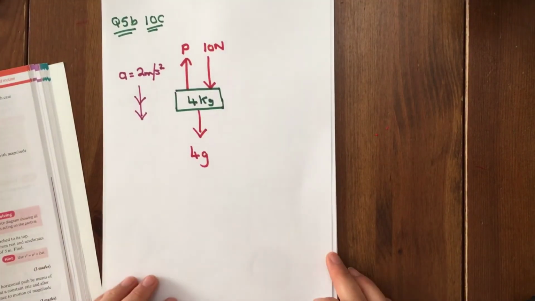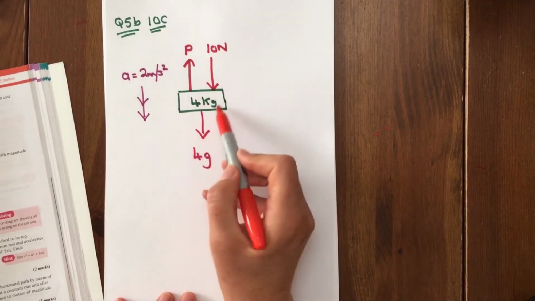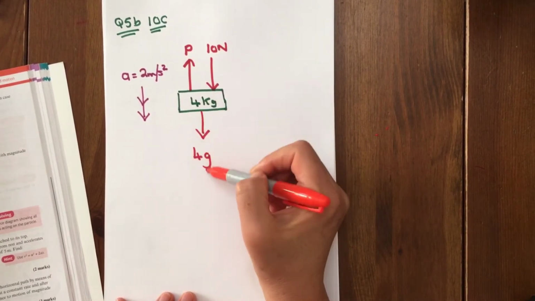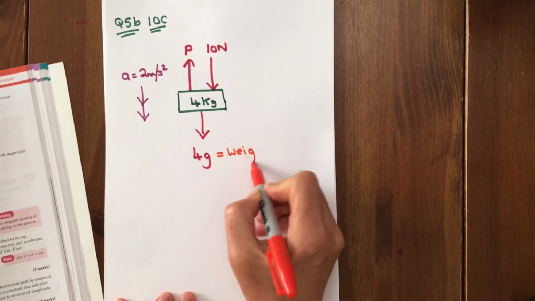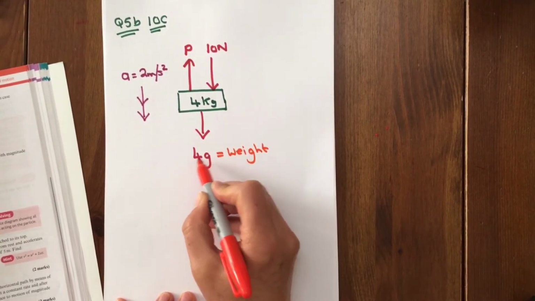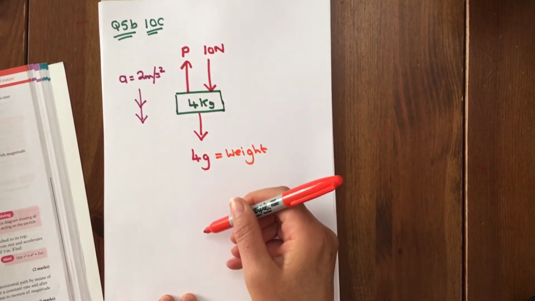Okay, so I've got a mass of 4 kilograms. So the weight of the object, remember this is weight. Weight is mass times gravity, 4g. I've got weight acting downwards. Weight always acts downwards on the object.